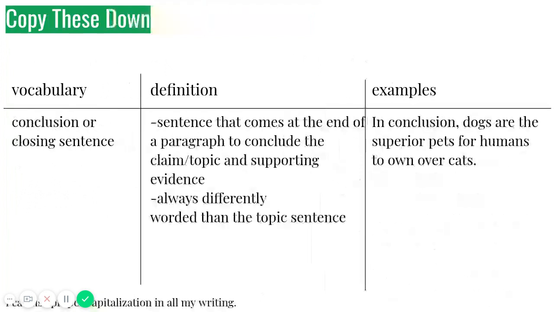A conclusion or closing sentence is a sentence that comes at the end of a paragraph to conclude the claim or topic and supporting evidence. It's always worded differently than the topic sentence, so it is kind of similar to your explain, but different. For example, in conclusion, dogs are superior pets for humans to own over cats.